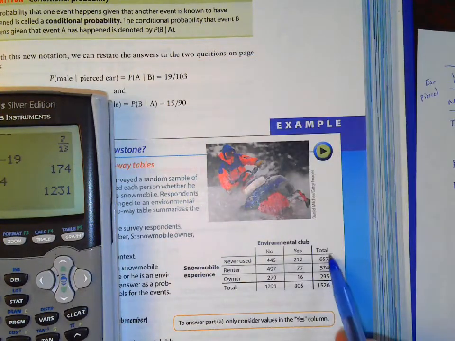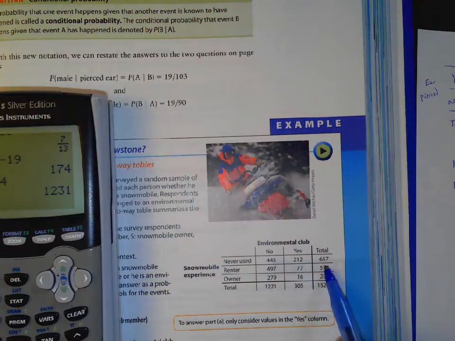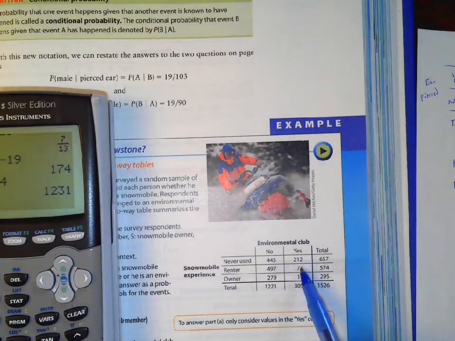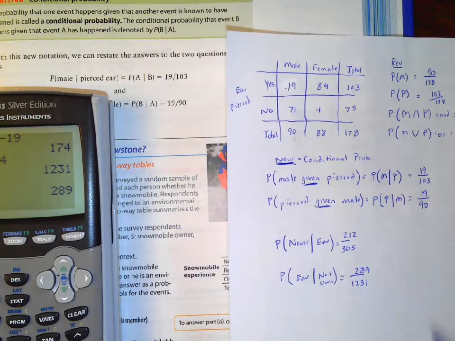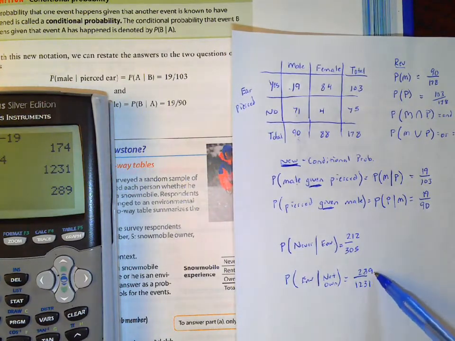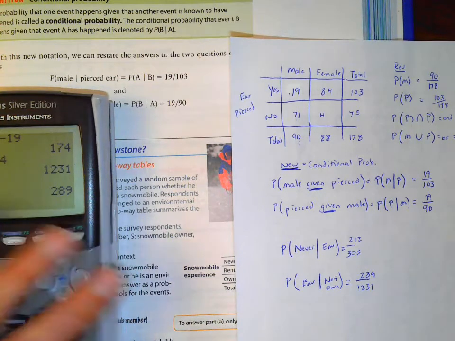Now, out of these 1231 who do not own, how many are in an environmental club? That would be this category, these right here. So 1, 2, 12, and 77 together gives you 289. So out of those that do not own a snowmobile, we have 289 of them in an environmental club.